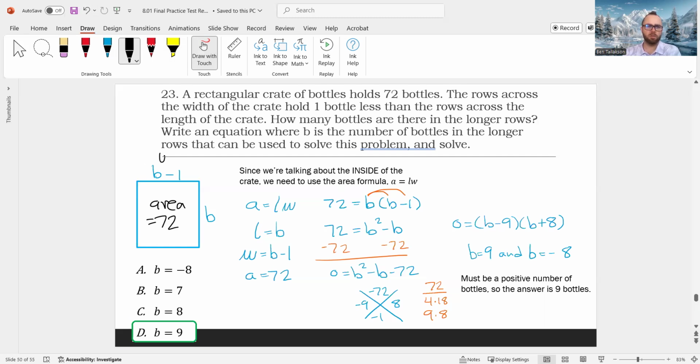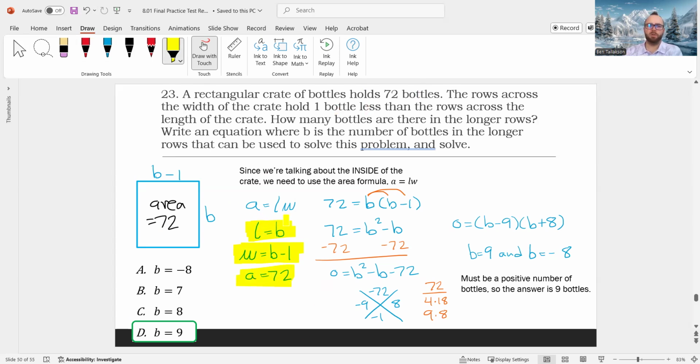So you could start out by labeling this as W and this is L. I always label the longer side as the length, shorter side as the width. But we want them to be relatable, right? So instead of L and W, I'm going to set L equal to B, B for bottles, W equal to B minus 1. So far, this is very similar to the last problem. And then A is 72. We were told that up here.